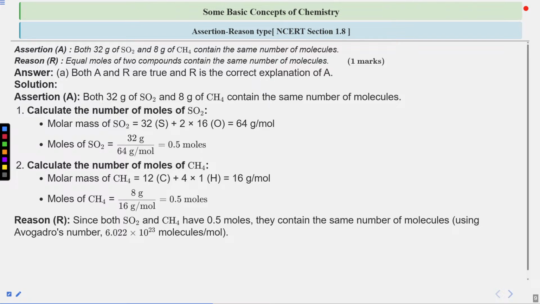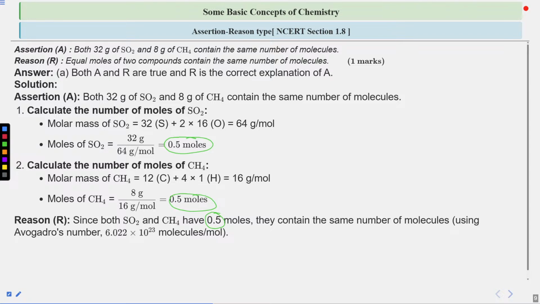How is it true? So if I am saying 1 mole, that means I am having 6.022 into 10 to the power 23 molecules. As simple as that. Now if I am saying 0.5 moles, then I am having 0.5 into 6.022 into 10 to the power 23 molecules. Is it clear? So the reason is also true, because since their number of moles is the same, that is the reason they will have the same number of molecules.